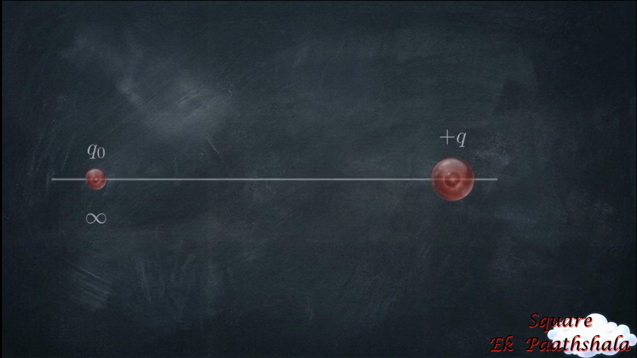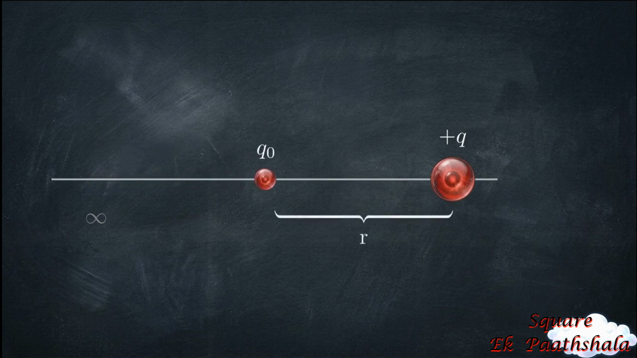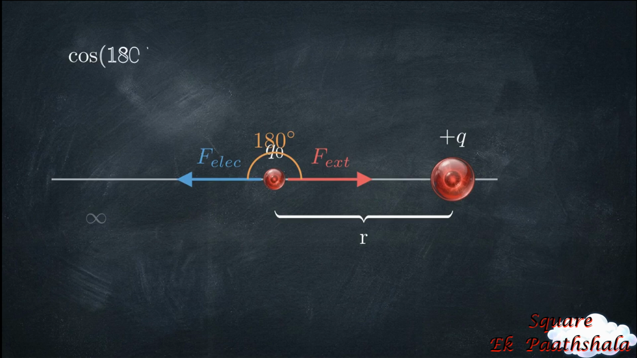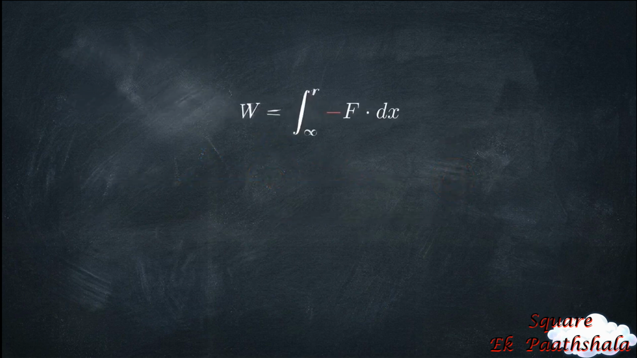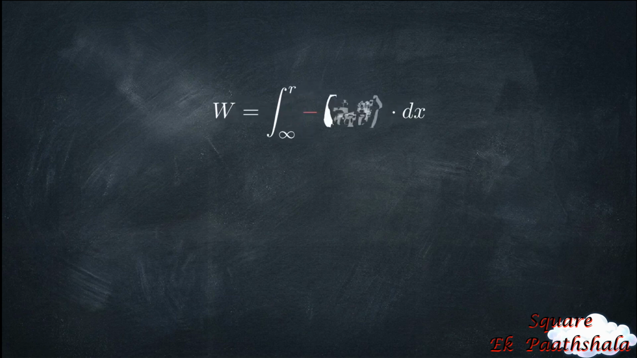This diagram shows a test charge, Q0, starting at infinity and moving toward a central positive point charge along a defined distance, r. Notice these opposing vectors. The electric field naturally pushes the test charge outward, but our external work pushes it inward. Because these forces act in exact opposite directions, the angle between them is 180 degrees. The cosine of 180 is -1, which introduces a negative sign into our work equation.